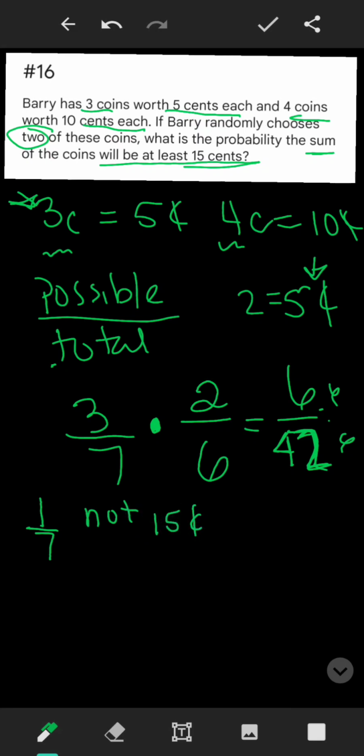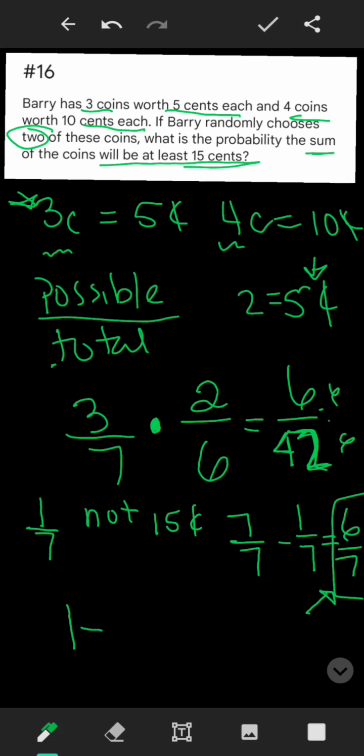Therefore, the probability of getting 15 cents or more would then be your total probability, which is 7 out of 7, minus 1 out of 7, which would give me 6 over 7. So the probability of getting at least 15 cents would be 6/7. And in the answer key, you'll see them do 1 minus whatever the probability of not getting it is. Just remember that this 1 will be 7 over 7 or whatever the denominator represents.